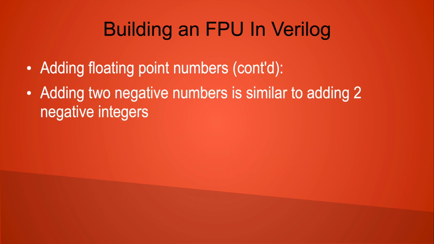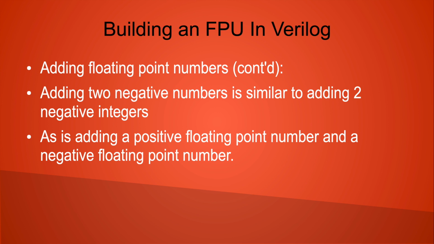Adding two negative floating point numbers is similar to adding two negative integers. We treat the numbers as if they're both positive, perform the addition, and then tack on the negative sign at the end. Adding a positive floating point number to a negative floating point number is also analogous to the procedure for adding a positive integer and a negative integer. Subtract the number with the smaller magnitude from the number with the larger magnitude, and apply the sign of the number with the larger magnitude to the difference.